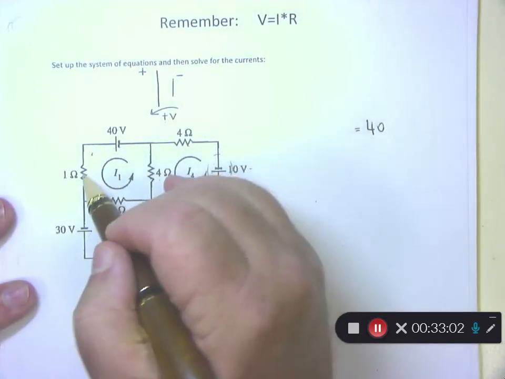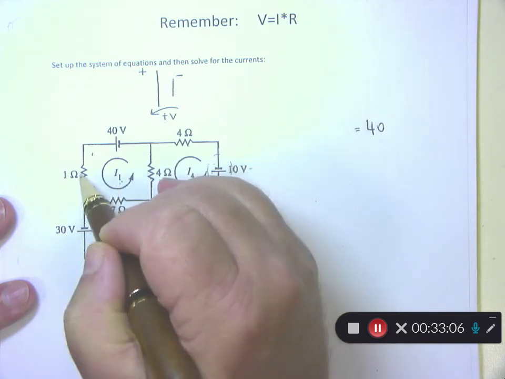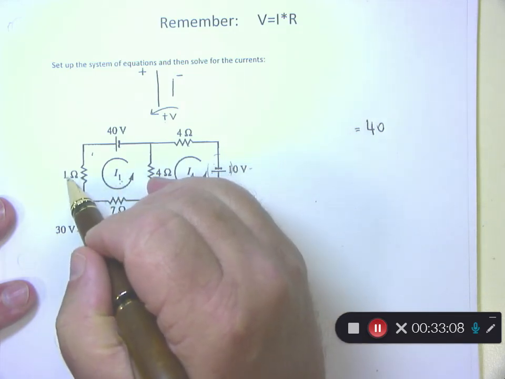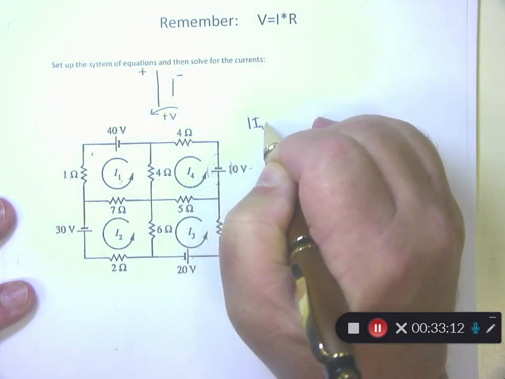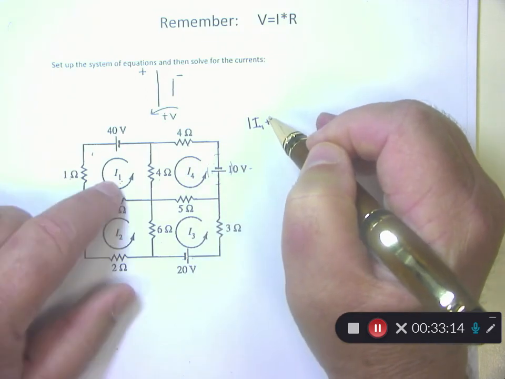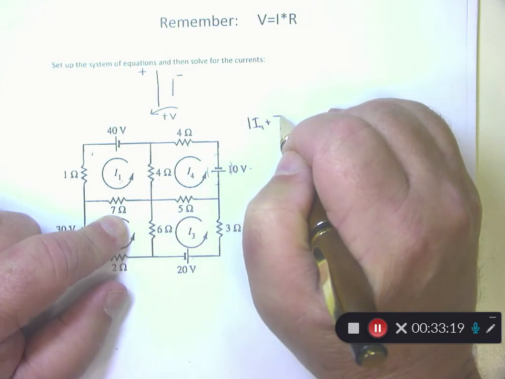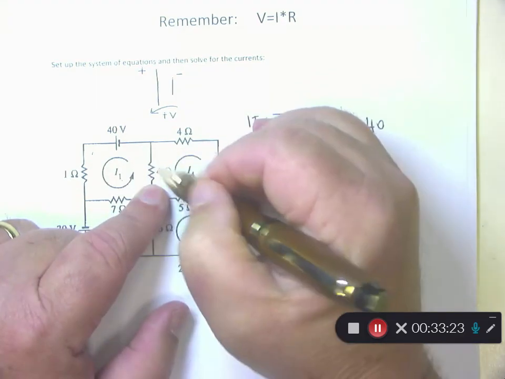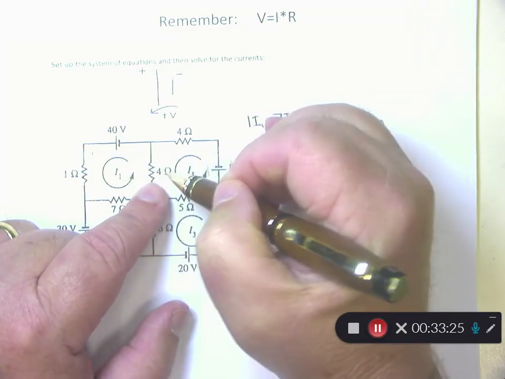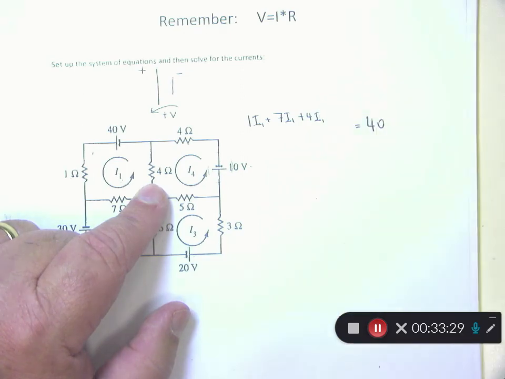Look at this. All right, I got current, I1. This is what we're trying to find. This is my unknown. But we're going across this resistor right here, which is 1 ohm. So I got 1 times I1 plus, we got I1 going across this 7 ohm resistor. So that would be plus 7 I1. And we got I1 going across the 4 resistor. That would be plus 4 I1. Does that make sense?